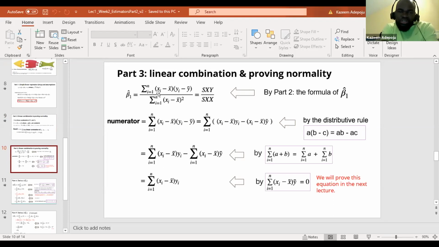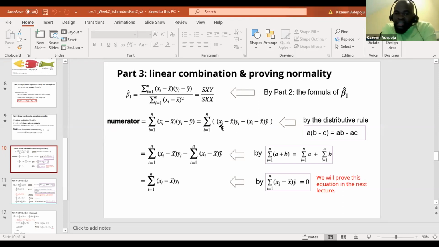Let's work on the numerator right now. If you try to expand, you know that I have xi minus x bar. I can use this one to multiply yi here. Can you see that now? I can also use xi minus x bar to multiply y bar. Look at that. You use this one to multiply yi and what I have here to multiply y bar, until you can see that now.